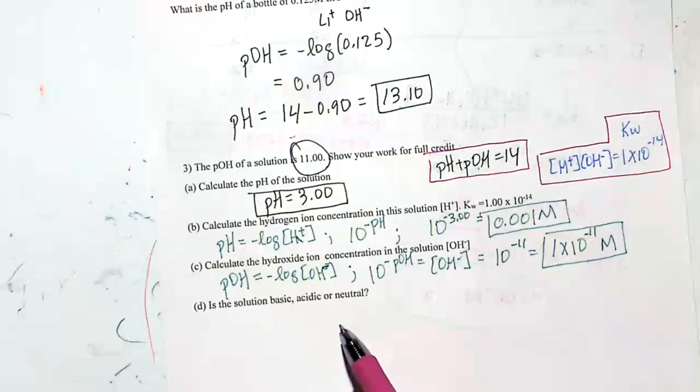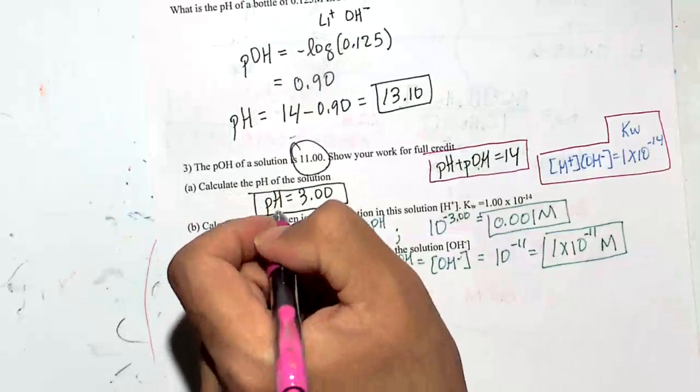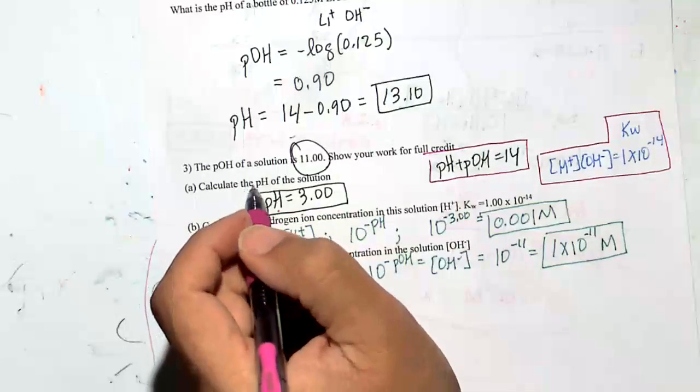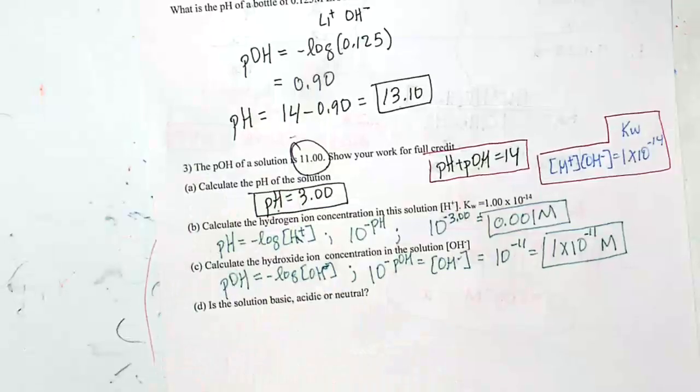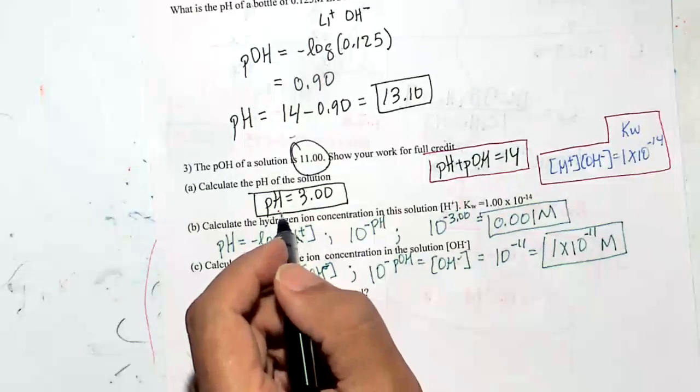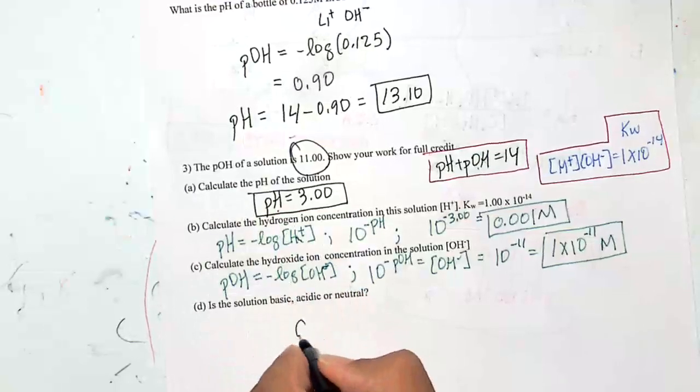All right, finally, is this acidic or basic? What do you guys think? pH 3, pOH 11, acidic or basic? This will be acidic. You can go by your pH being below 7.